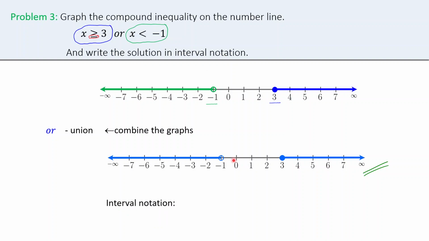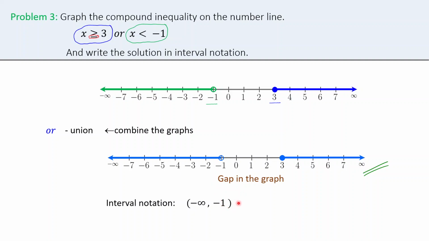There is a gap in the graph. So first write the interval notation of this part: negative infinity, comma, negative 1. Put a parenthesis for negative infinity. So this is open circle. So you need to put a parenthesis for negative 1.